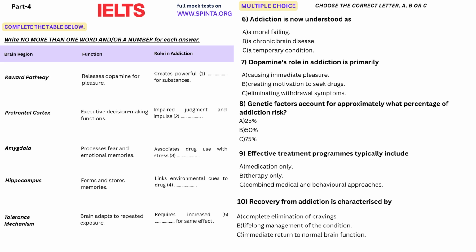The prefrontal cortex plays a crucial role in addiction development and recovery. This brain region, responsible for executive functions like decision-making, impulse control, and planning, shows reduced activity in addicted individuals. Weakened prefrontal control makes it difficult to resist cravings and make rational choices about drug use, perpetuating the cycle of addiction despite negative consequences.